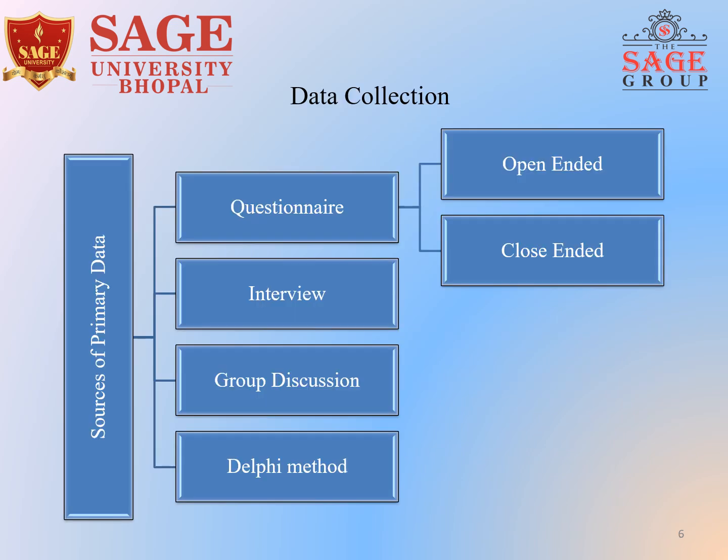The next is data collection. This is one of the most important points of any research. In this, data collection can be done through questionnaire, interview, group discussion, or Delphi method. Questionnaire can be open-ended or close-ended. Questionnaire should contain particular questions related to the study, not very lengthy, not very short. Everything should be defined, and every question should be centered on the particular topic of the research.